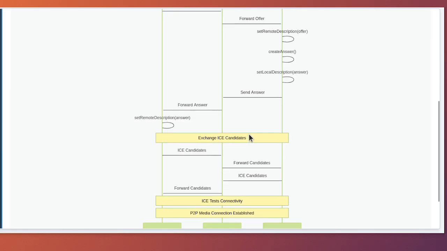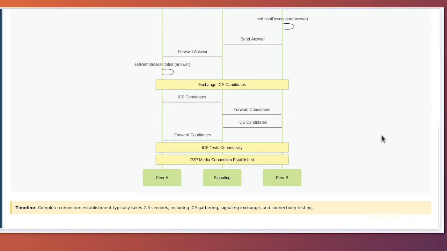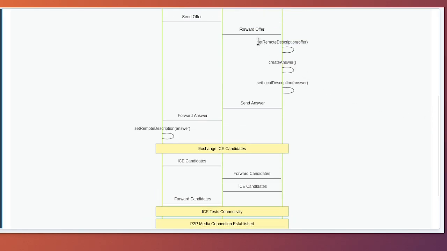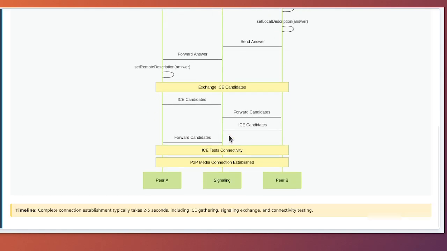When Peer B receives the offer through signaling, it creates its own RTCPeerConnection object and sets the received offer as its remote description using setRemoteDescription. This tells Peer B what Peer A is offering. Peer B then creates an SDP answer using createAnswer, which responds to the offer by indicating what Peer B can support. Peer B sets this answer as its local description and sends it back to Peer A through signaling. Like Peer A, Peer B is also gathering ICE candidates, which it sends to Peer A as they are discovered. When Peer A receives the answer, it sets it as its remote description.